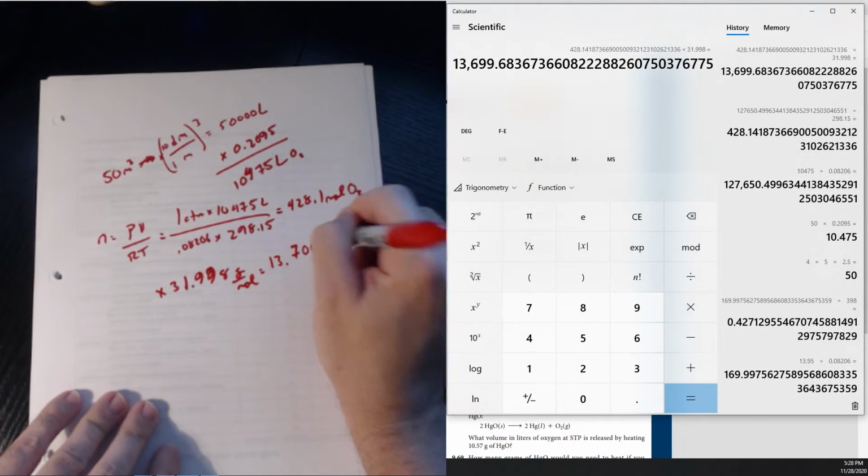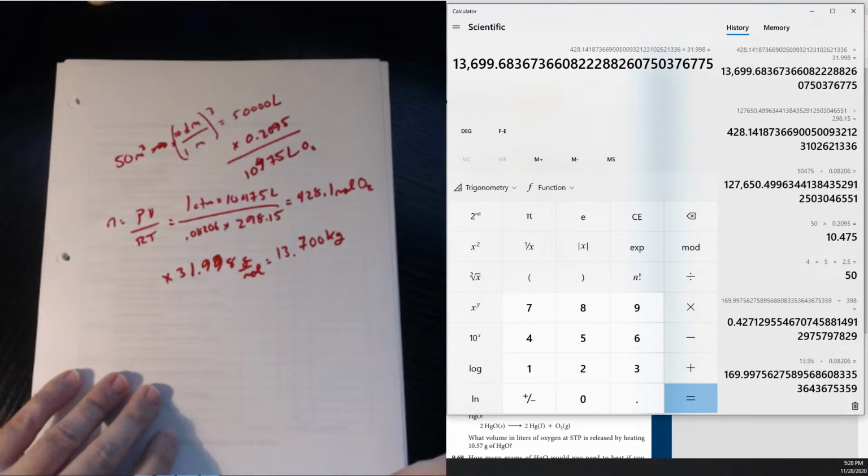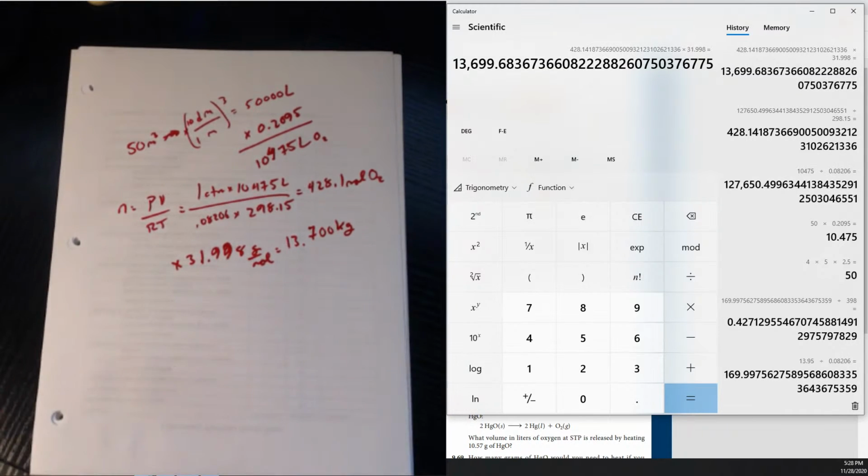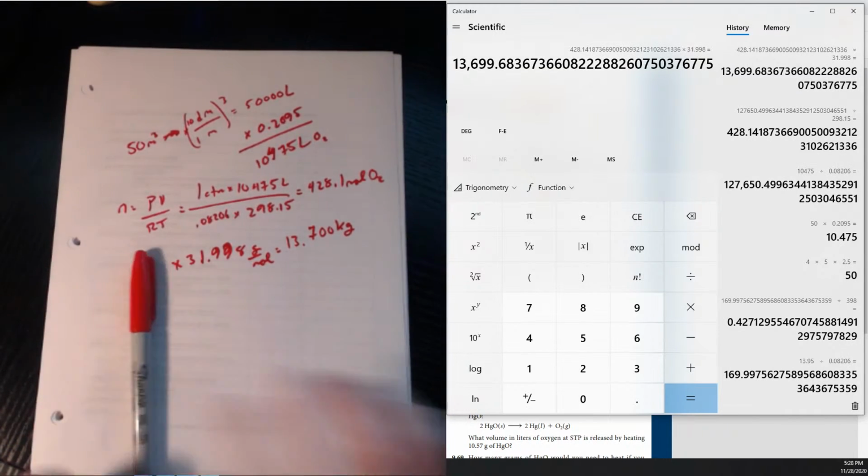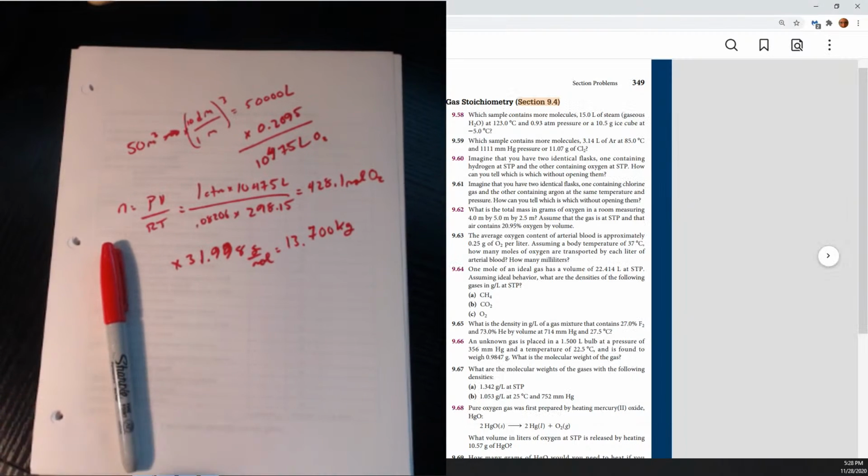13,700 grams, which is what they actually asked for. It's 13.7 kilograms. Okay. And that's just in a normal-sized room. All right, so that was 62.